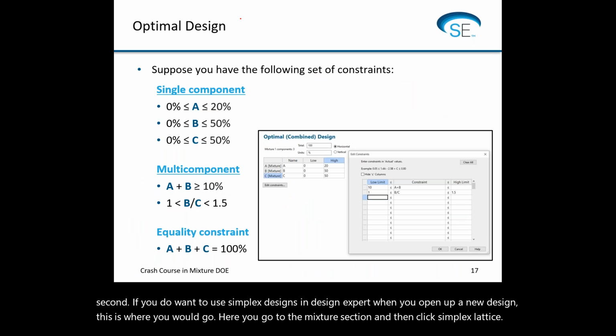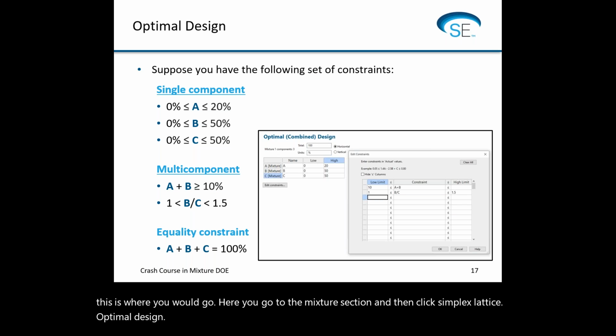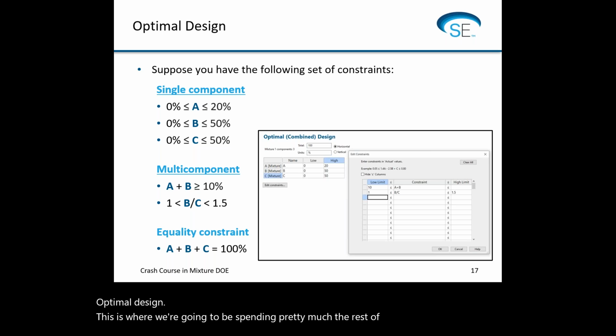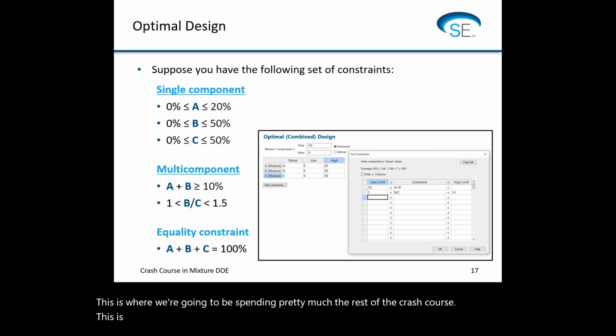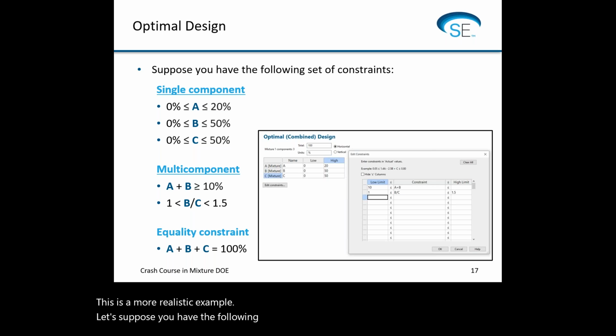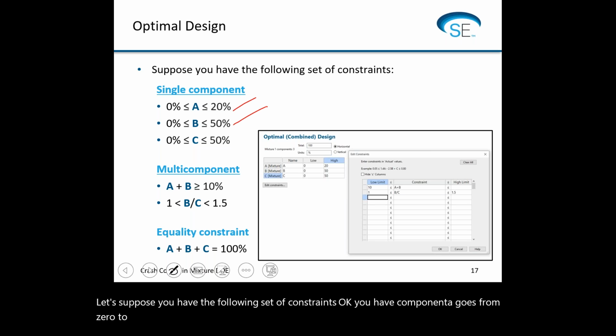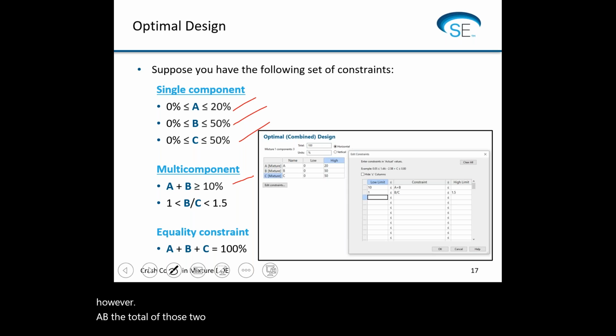Optimal design. This is where we're going to be spending pretty much the rest of the crash course. This is a more realistic example. Let's suppose you have the following set of constraints. Component A goes from 0 to 20%, component B goes from 0 to 50%, component C goes from 0 to 50%. However, A and B, the total of those two needs to be at least 10%. So I can't have A and B both be 0% in any of the blends.